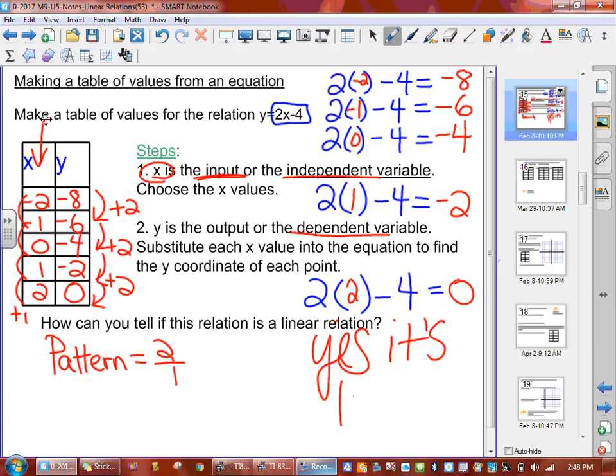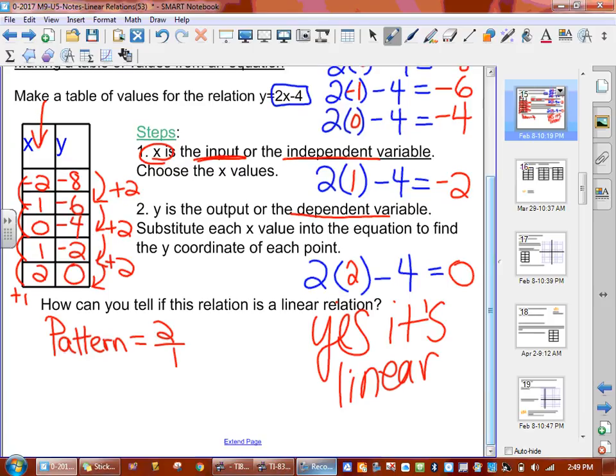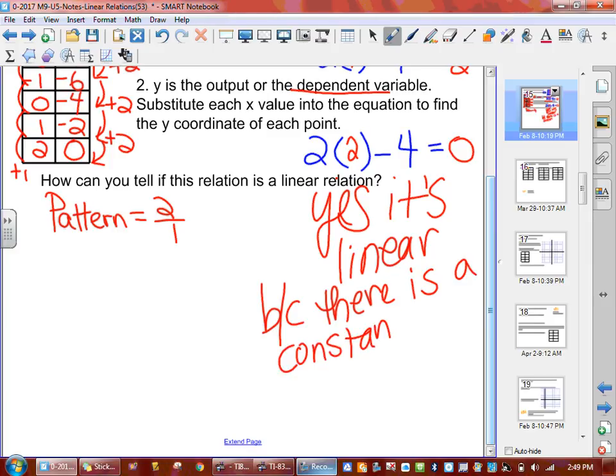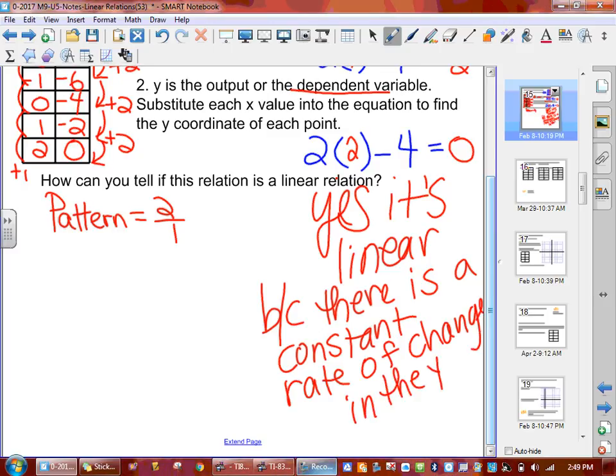So we're going to put B/C because there is a constant rate of change in the y list. So in that y list, it's going up by the same amount every time. Okay, so make sure you've got that written down. Push pause now and play when you're ready.